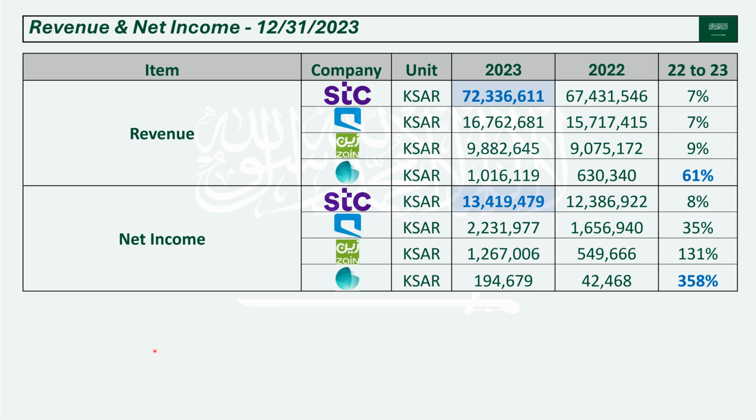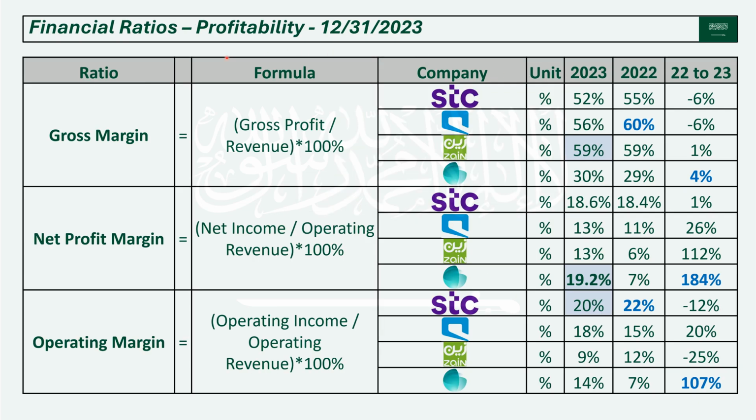In the previous episode, we compared the revenue and net income of the four operators, STC, Mobily, Zain, and Go Telecom. We also compared the net income for 2023 and 2022, and the increase or decrease from 2022 to 2023. We moved to the financial ratios. We compared the profitability ratios such as gross margin, net profit margin, and operating margin. We explained the equation for each one of them and the meaning of each one. Then we compared the values for 2022, 2023, and the increase or decrease from 2022 to 2023.